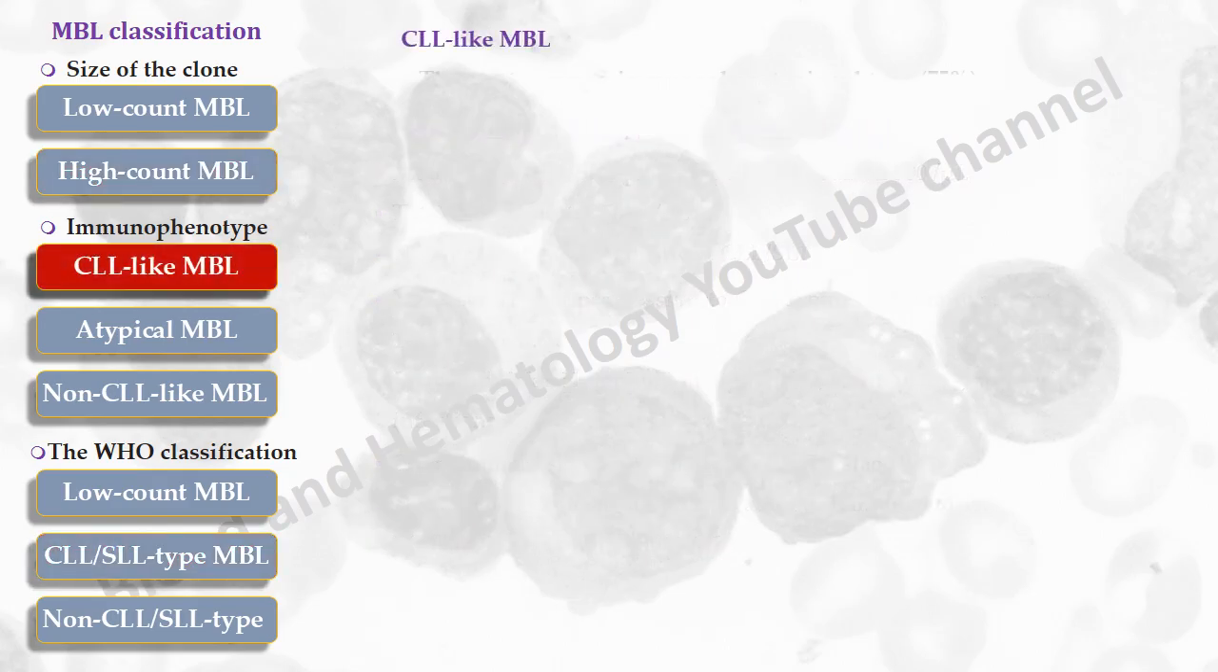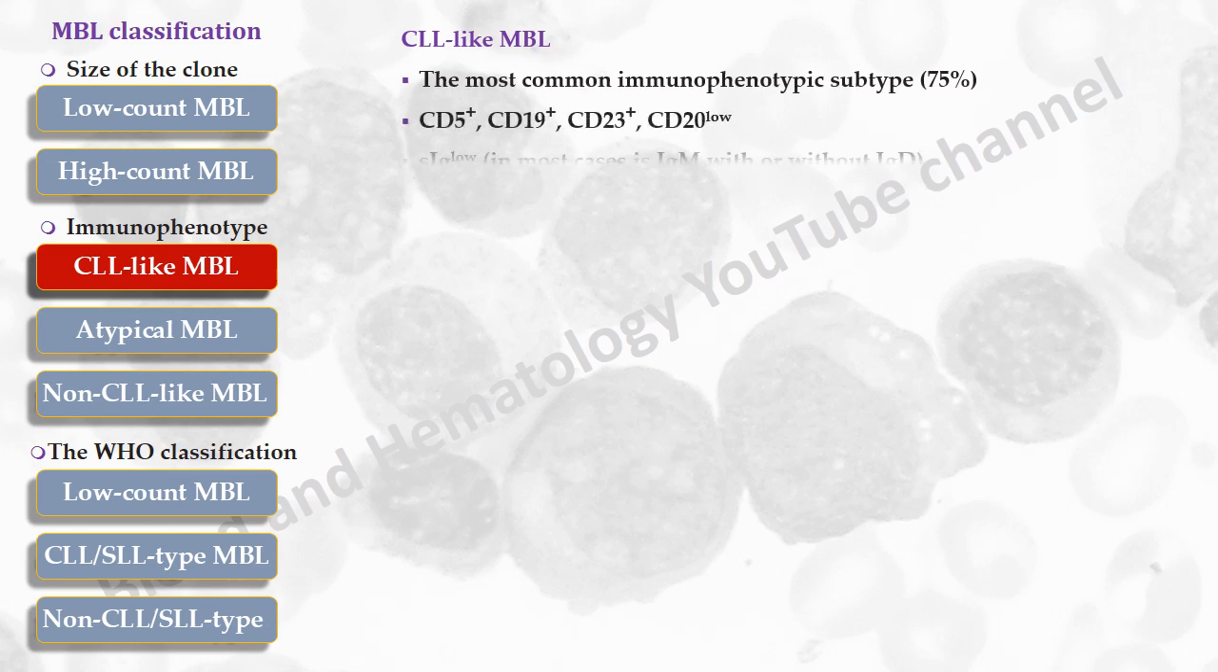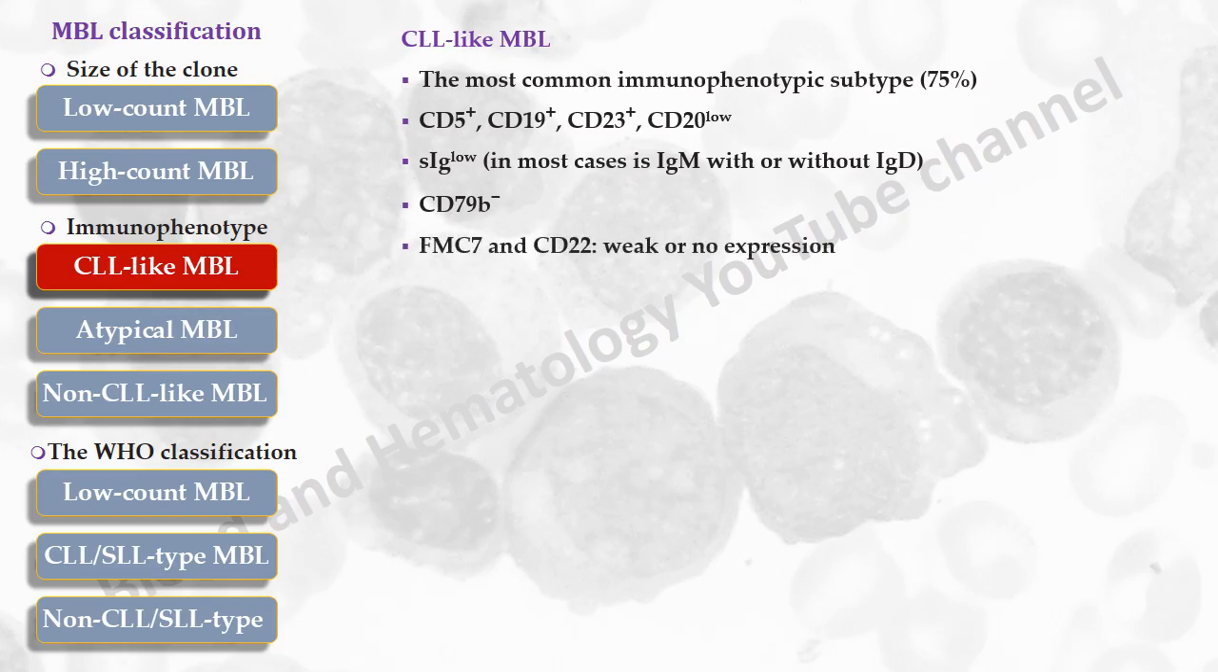The most common immunophenotypic subtype of MBL is defined as CLL-like. The immunophenotype of the B cell clones is similar to that observed in CLL, which is positive for CD5, CD19, and CD23, with low levels of CD20 and surface immunoglobulin. Other immunophenotypic characteristics include the absence of CD79B and the weak or no expression of FMC7 and CD22.